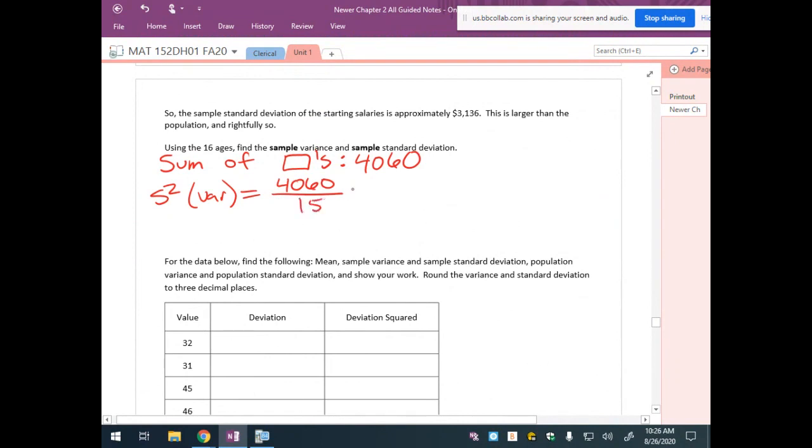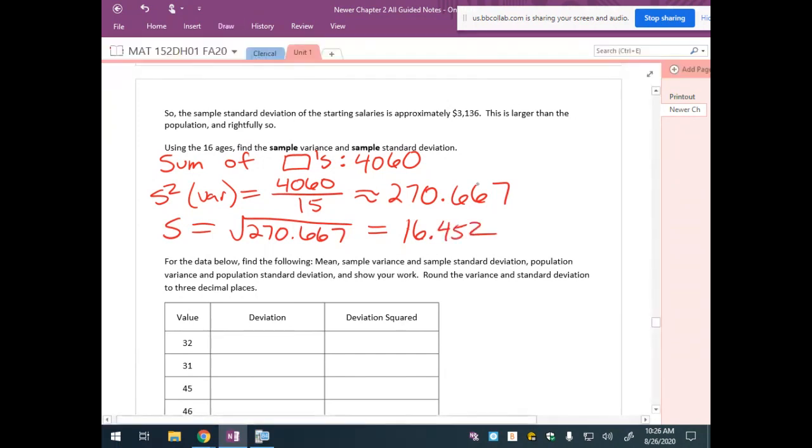And let's round that to 3 decimal places. 270.667. And we take the square root of the variance. We get 16.452.